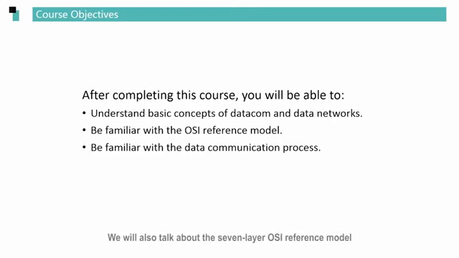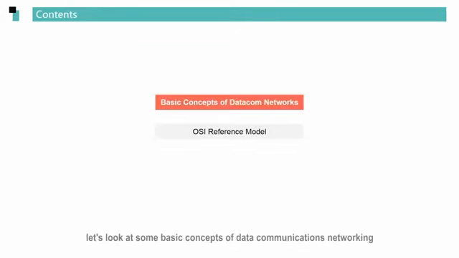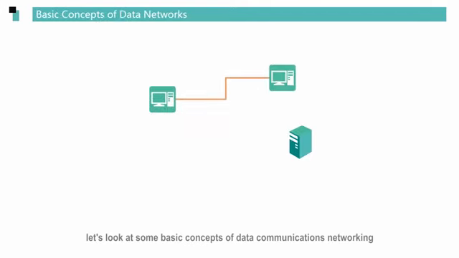We will also talk about the 7-layer OSI reference model, which is a very important point of reference for data communications professionals. Finally, we will learn how to use this model to analyze the processes involved in data transmission. First, let's look at some basic concepts of data communications networking.